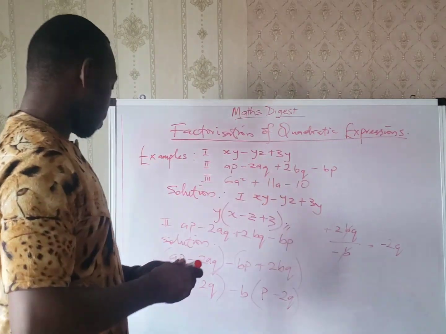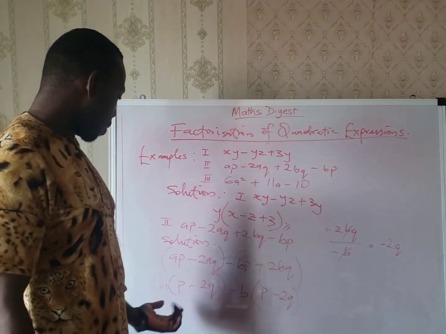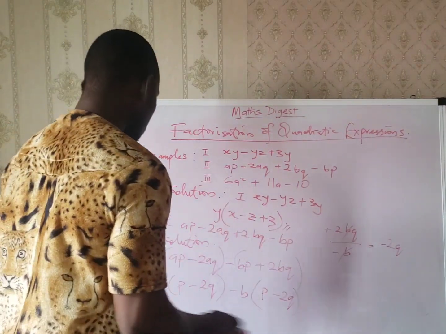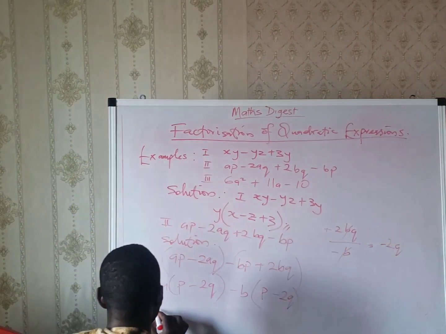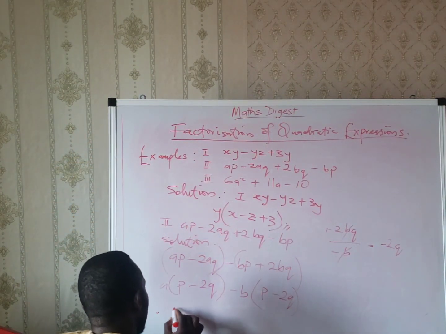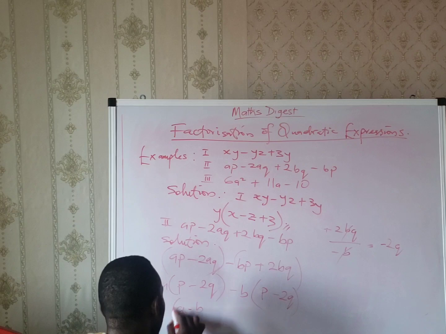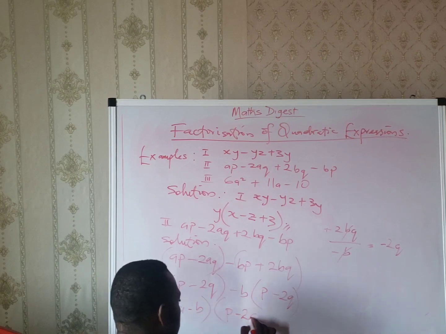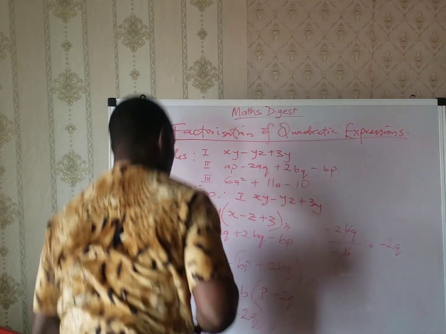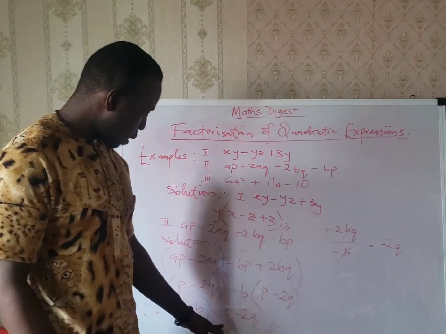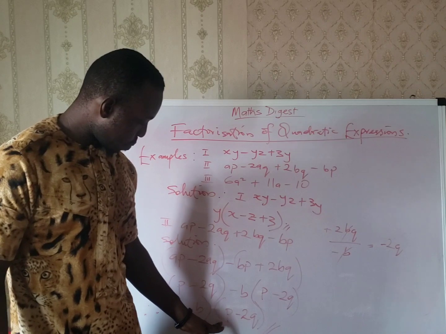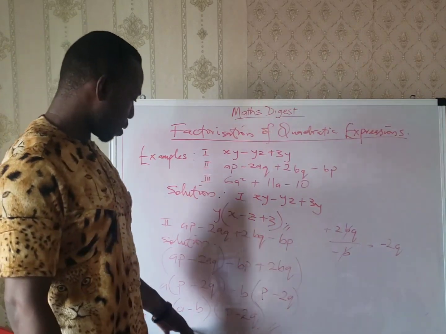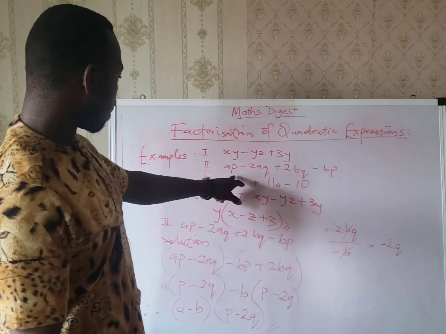Okay, so we'll bring in here, we have minus 2Q. So if you look at what we have in the bracket here and what we have here, they are the same thing. Okay, so quickly we say, therefore, A minus B in brackets, another bracket, P minus 2Q. So these are the factors of this second one.